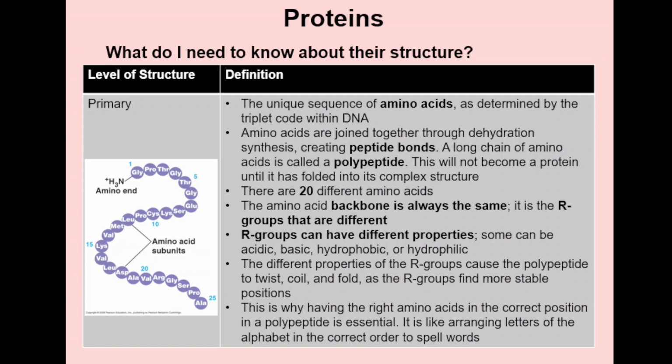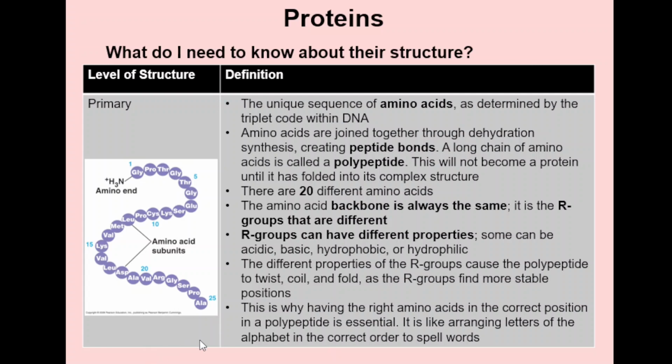And it is the different properties of the R groups that cause the polypeptide to twist and coil and fold within the cell. And that is because those R groups will try and find a more stable or more comfortable position. So acidic and basic groups will tend to move towards each other. Hydrophobic sections of the polypeptide will try and clump together to move away from water. So this will cause the polypeptide that we can see here to shift position and twist and coil and fold.